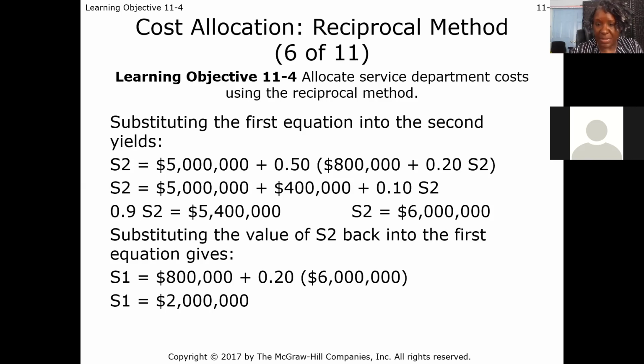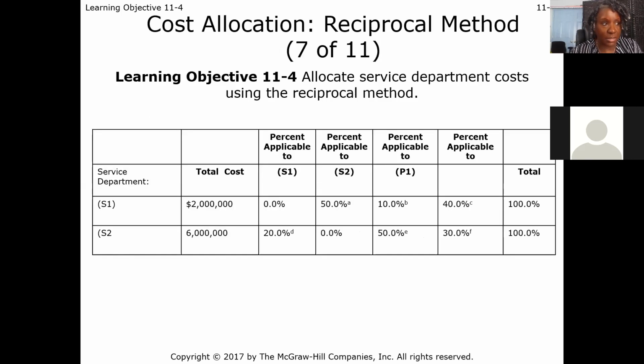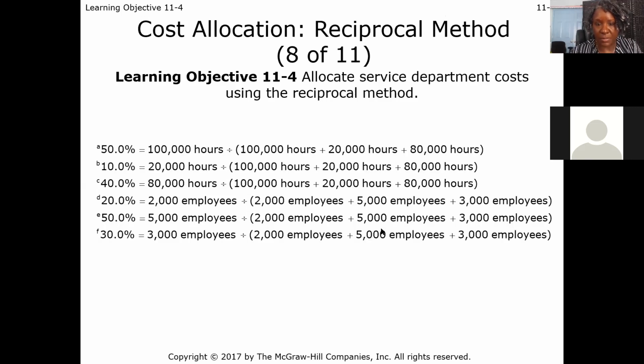I think I might be able to do a demonstration in an activity in just a minute. I think I may have time to do that. So using the reciprocal method, again, it's all about ratios, what amount of the total cost and the proportion that is going to be allocated to the department.